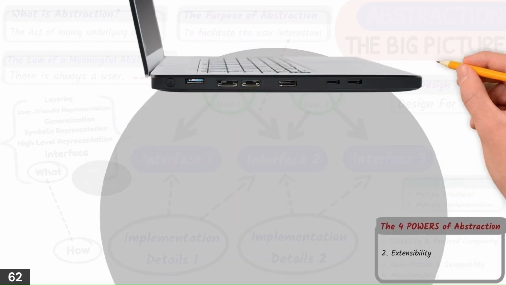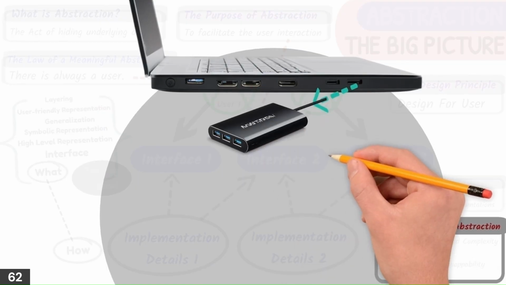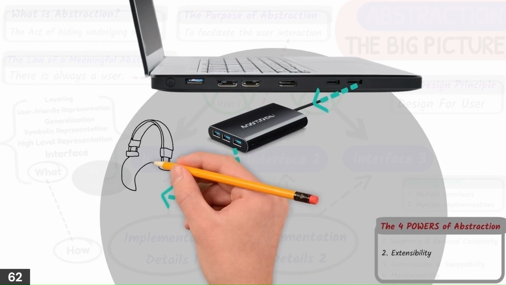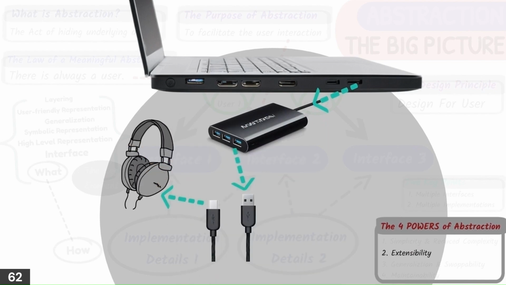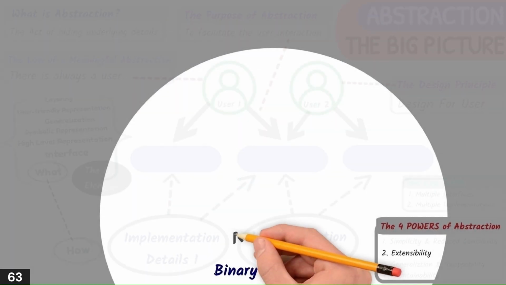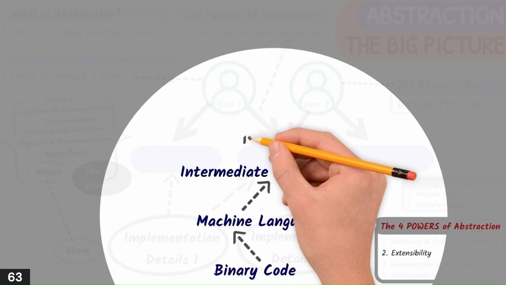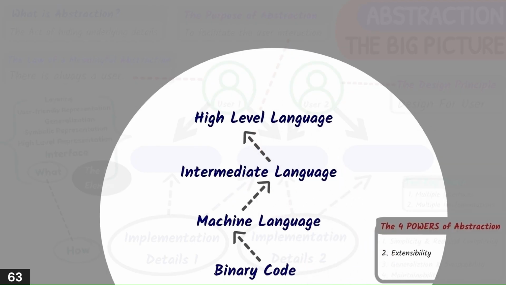Think of a USB port. It gives us a simple interface to connect a USB. Now, when we plug in a USB extension, then connect a charging cable, and then attach headphones to charge, this is extensibility. What we are doing here, we are building on top of existing abstractions, layer by layer, adding more functionality without dealing with the underlying complexity. Similarly, from binary to machine language to intermediate languages, then to high-level languages, and now possibly an AI-based layer next in line. We are building on top of each layer of abstraction. Each new level gives us more power, more ease, and less complexity.